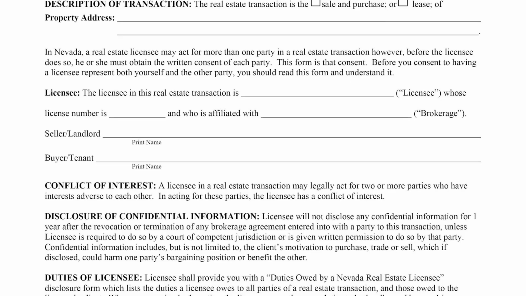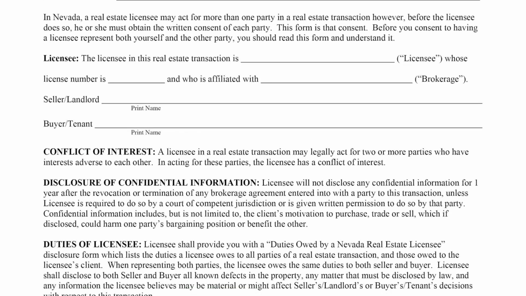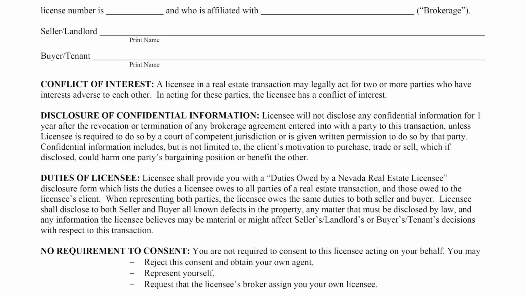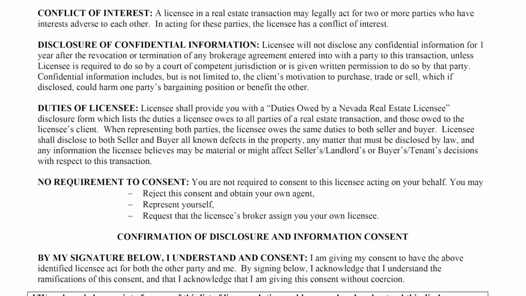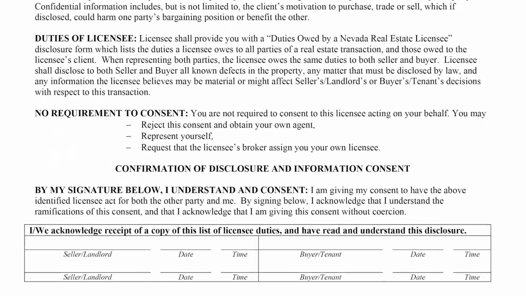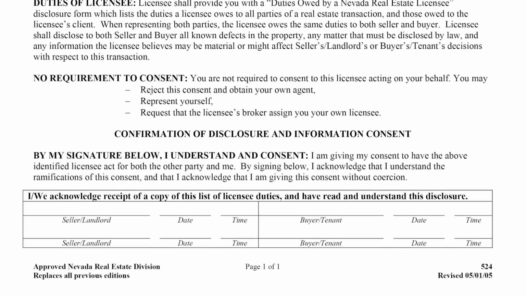Lastly, members frequently ask, do parties' signatures have to be on the same consent to act form? Nope. If an agent will be representing more than one party, the agent can use one form for each client, or both clients could sign the same form. The important thing is to have it signed.